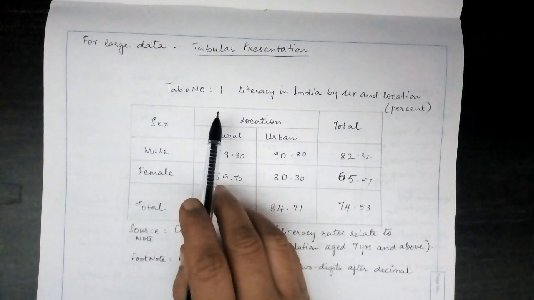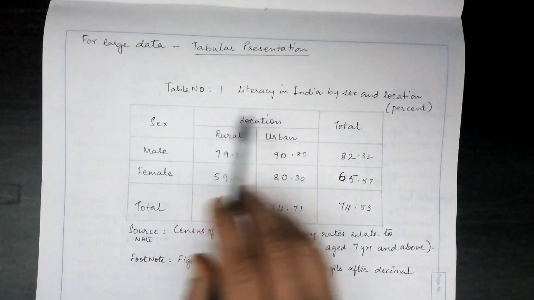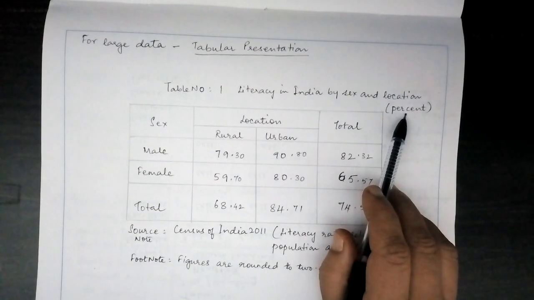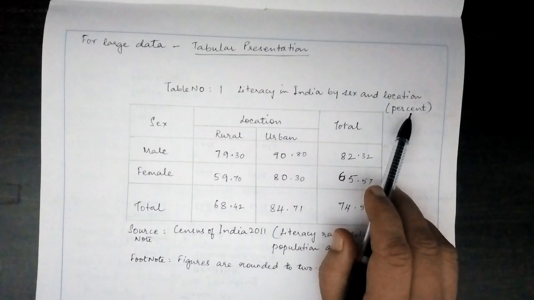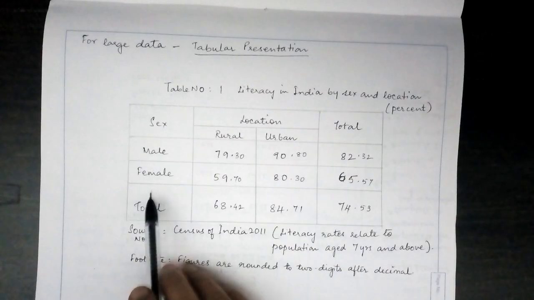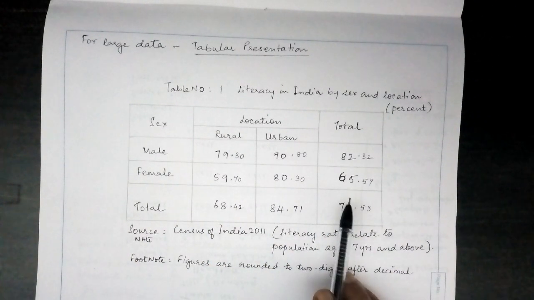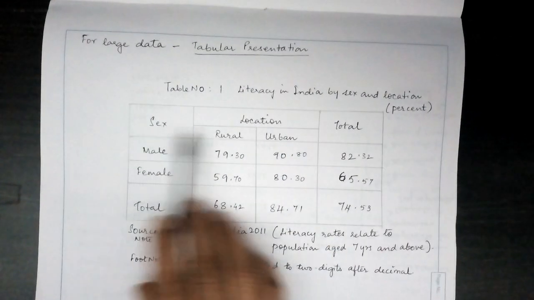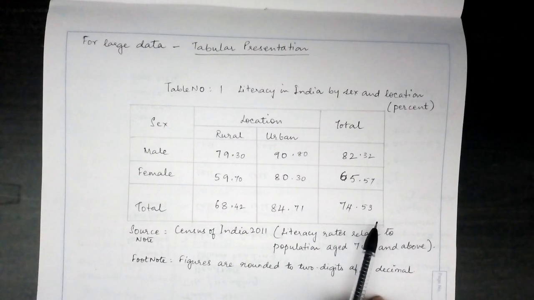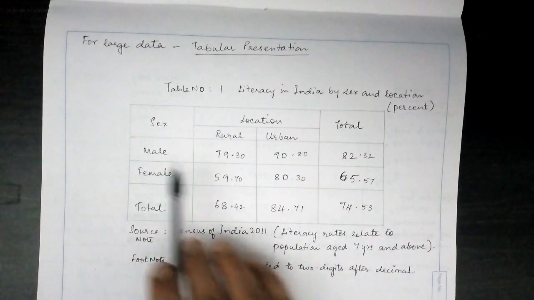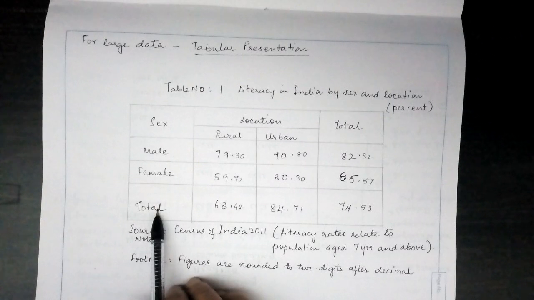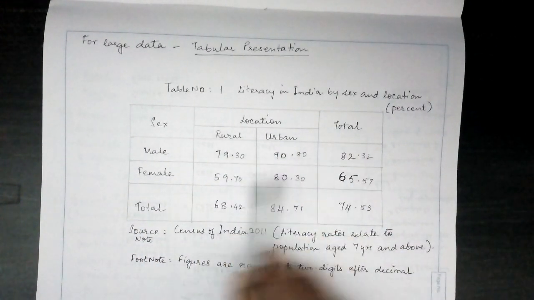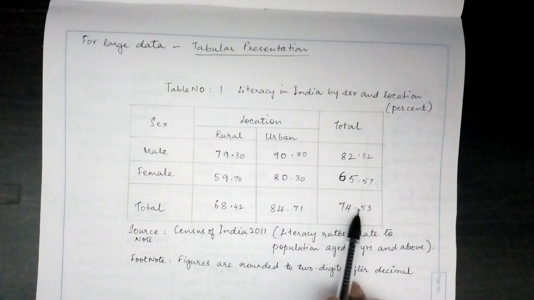This is table number 1, which says literacy in India by sex and location. In bracket, it is given %. Then it has 3 columns. The second column is further divided into 2. And it has 1, 2, 3, 4 rows, and each row has a heading. Each column has a heading. And then the cells are filled up with some numerical value.